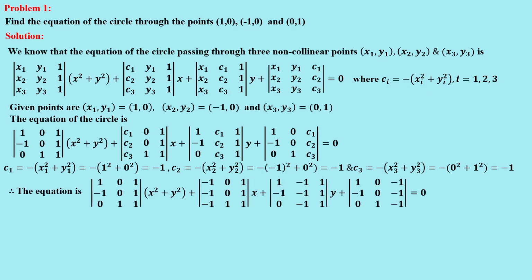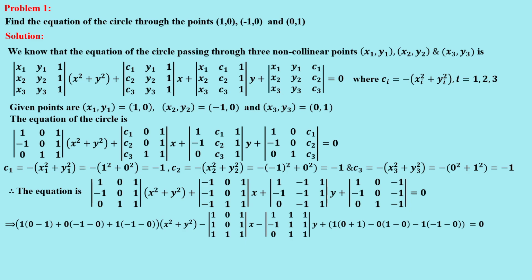Substituting these values in the above determinant, the equation is: first determinant with columns (1, -1, 0), (0, 0, 1), (1, 1, 1) times x² + y², plus the determinant with first column (-1, -1, -1), second column (0, 0, 1), third column (1, 1, 1) times x, plus the determinant with columns (1, -1, 0), (-1, -1, -1), (1, 1, 1) times y, plus the last determinant with columns (1, -1, 0), (0, 0, 1), (-1, -1, -1), equal to 0. Now we are going to simplify the determinants.